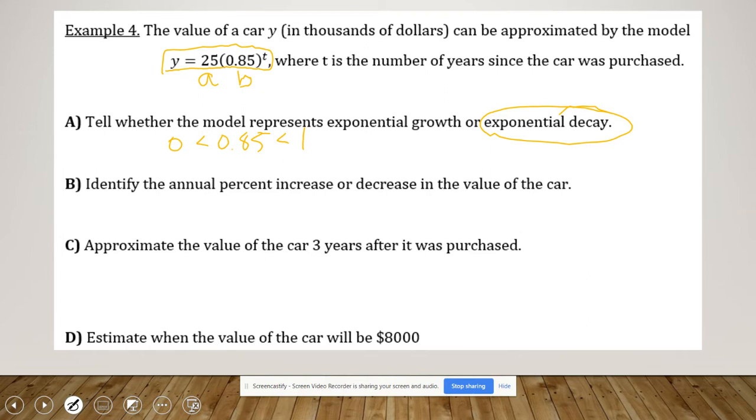So how much is the car depreciating, or the value decaying, each year? Well, 100% is the car keeping exactly its value all the time. So if we're decaying, decreasing, depreciating, we're subtracting. And that 0.85 decimal changed to a percent is 85%. So 100 minus 85 is 15% decrease each year.